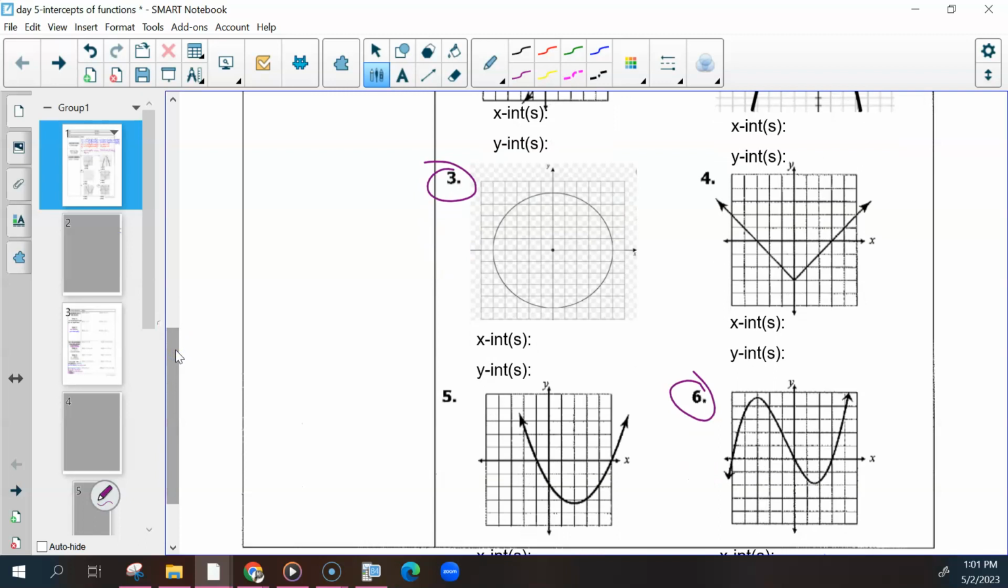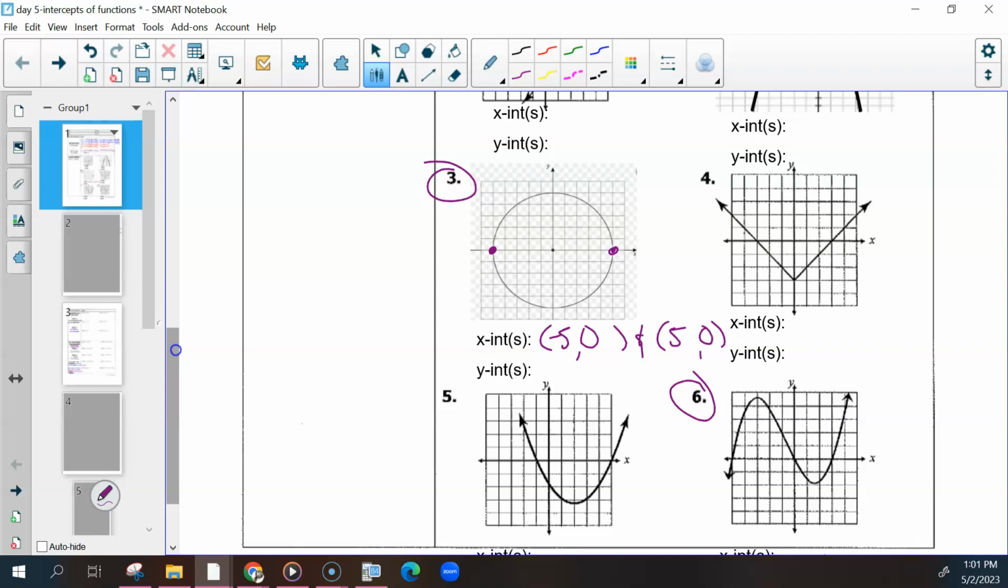Okay, so for 3, it does not matter if we do x or y first. Where does this function cross the x-axis? 5 and negative 5. So then we would write them as ordered pairs. How would we write those ordered pairs? Negative 5, 0, and 5, 0.